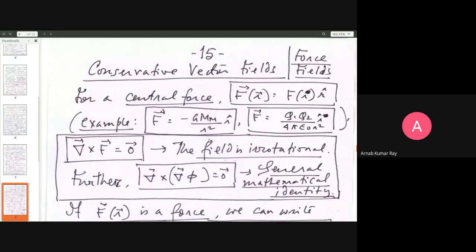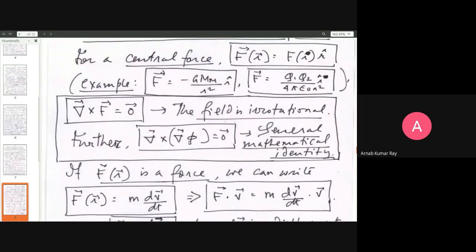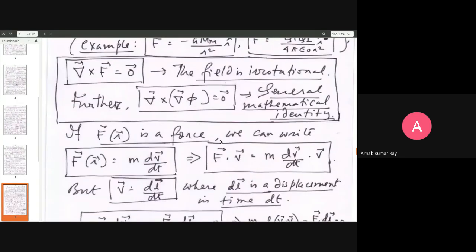So I derived the energy conservation equation for a one-dimensional case. But now, since we have done vector integral theorems, we can do it for 3D as well. Let us see. Curl of F is equal to 0 because the field is irrotational. And further, the curl of the gradient of a scalar function is also equal to 0. This is a general mathematical identity, the vector 0.